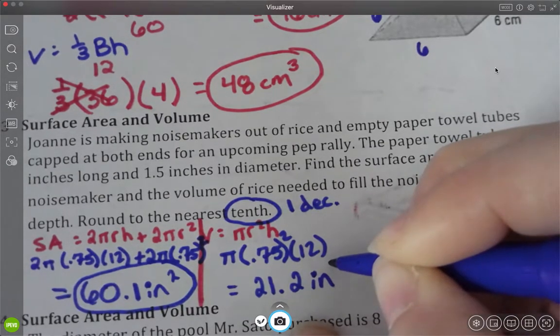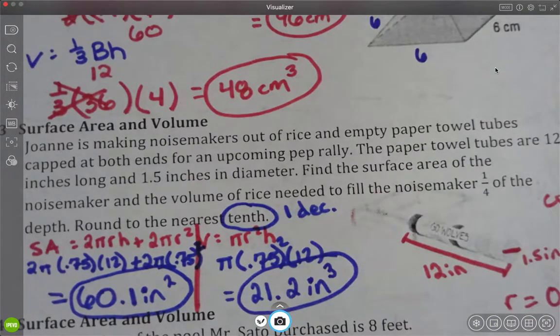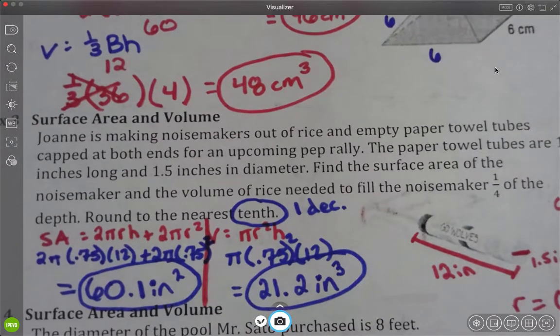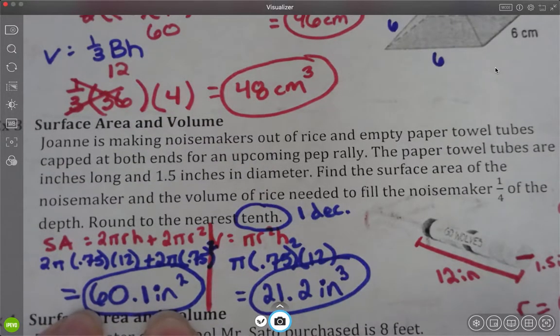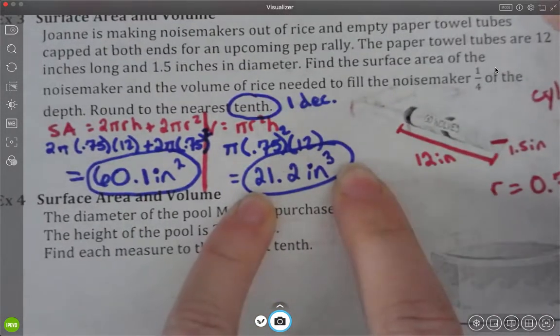Inches. Volume. Cubed. Okay, now, here's the deal. We are only filling this paper towel tube a 1/4 of the way. If we're only filling it a 1/4 of the way, is that going to deal with the overall surface area? Is that going to change my surface area? No, because you still have the paper towel tube. But is it going to fill the volume of it inside? Is it going to change that?